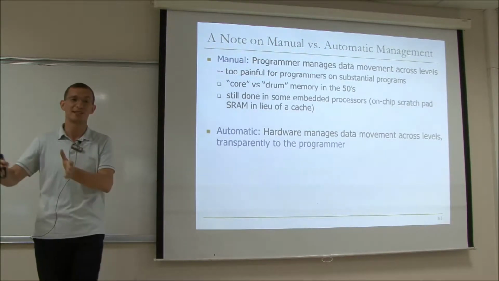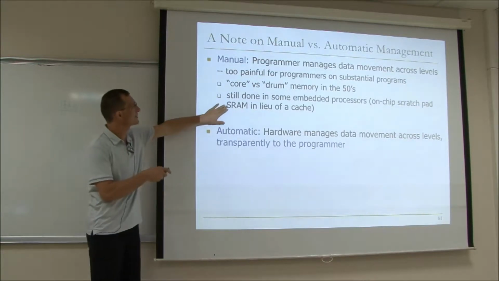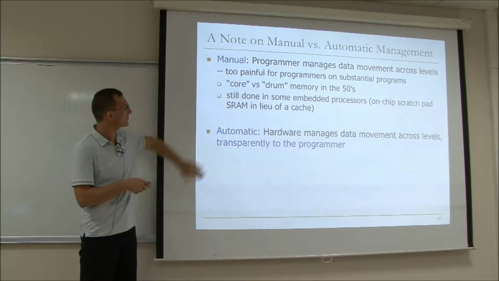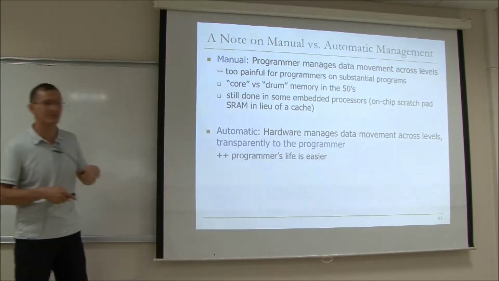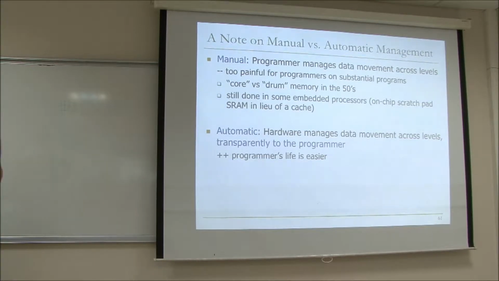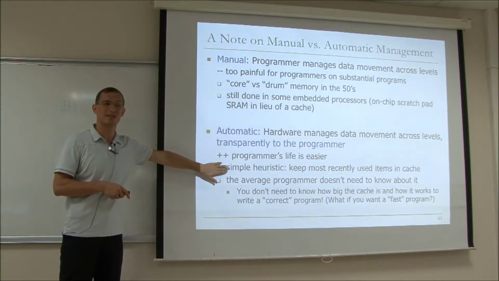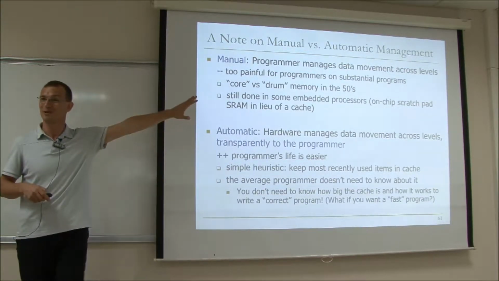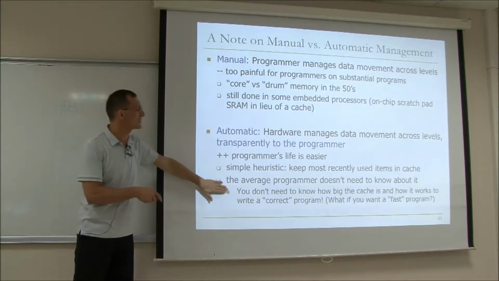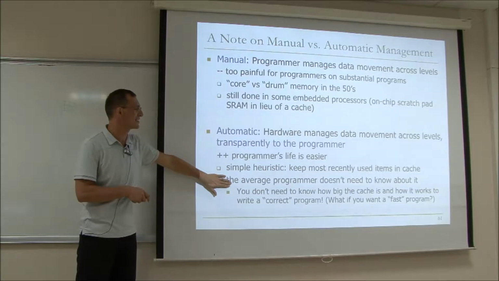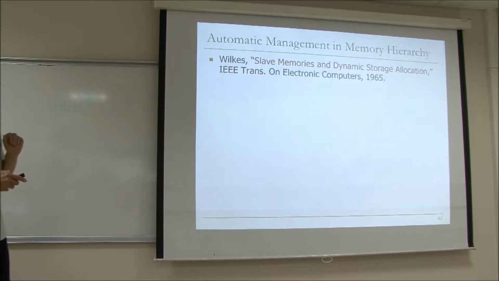And when we talk about tiered latency DRAM, we'll introduce a caching area in DRAM that could be managed by the programmer too. Automatic means hardware manages data movement across levels transparently to the programmer. The programmer's life is much easier, right? The programmer doesn't need to worry about things. And the simple heuristic is to keep the most recently used items in the cache. We've seen that that doesn't work very well in multi-core, when we talked about caches. The average programmer doesn't need to know about it when you manage it this way, but if you really want to optimize your programs, perhaps you would like to know about it.